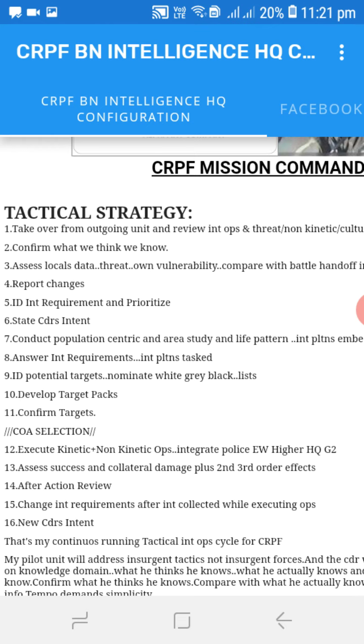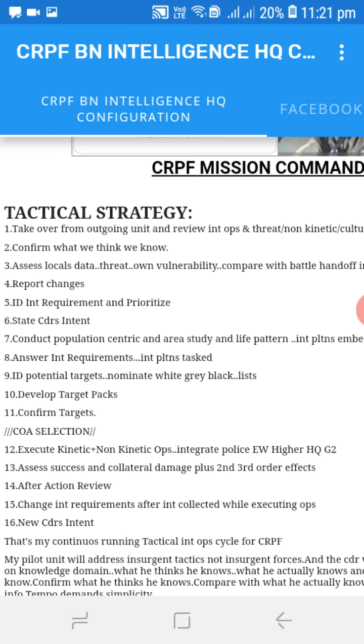13. Assess success and collateral damage plus second, third order effects. In counterinsurgency, we have the direct effect, then we have the collateral damage, we have second and third order effects which often go ignored. What is the effect on the area of interest? What is the effect on an area far away of the operation over here? These things are important to consider because कभी और कोई area में there can be budding insurgency. This might facilitate or be to the detriment of that insurgency. The second, third order effects we ought to know.